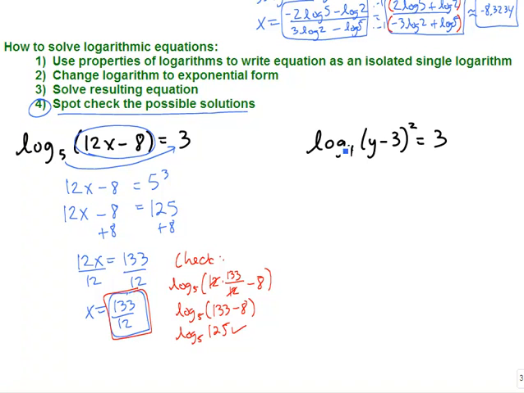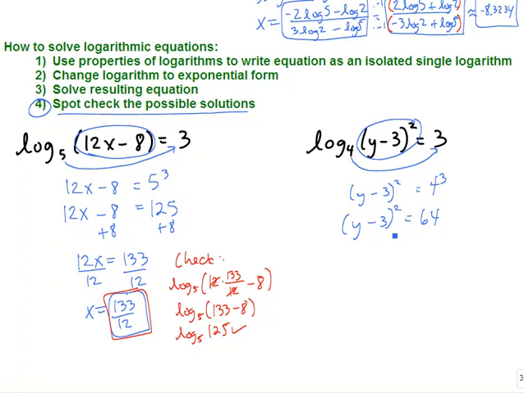Okay? On the next example, we already have a single log, so we're ready to undo the log by changing this to an exponential equation. So I'm going to take 4 and raise it to the third power, and that has to equal this whole argument, y minus 3 quantity squared. Now figure out what 4 cubed is next. 4 cubed, 4 times 4 times 4 is 64.